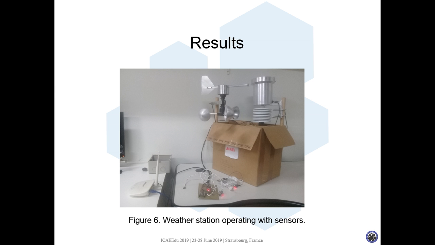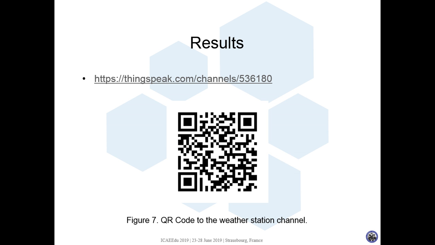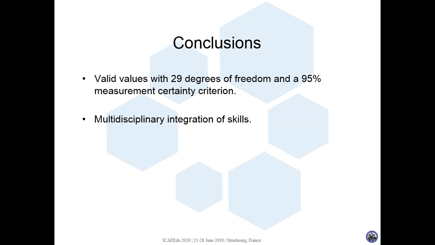By the time of this presentation, the weather station must be already installed, and the climatic variables monitoring can be accessed in real time by the link or the QR code here. So it is possible to conclude that there are valid calibration values to 29 degrees of freedom and a 95% measurement certainty criterion, as well as that this project allowed the students to have a multidisciplinary integration of skills.